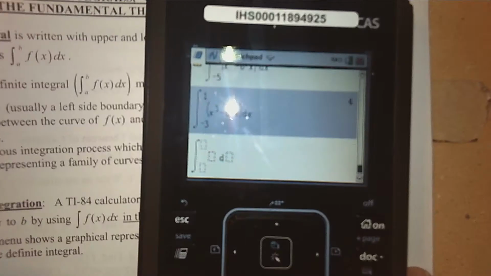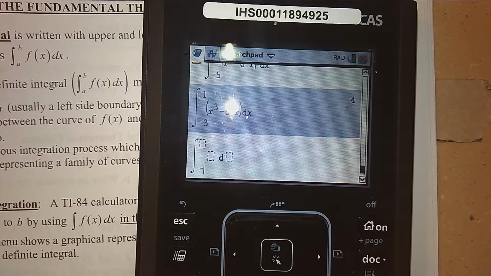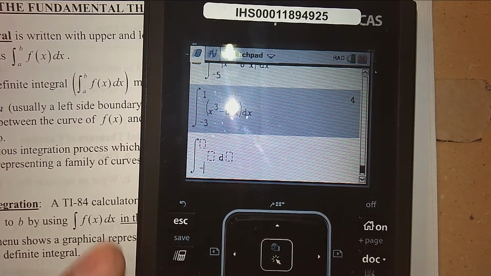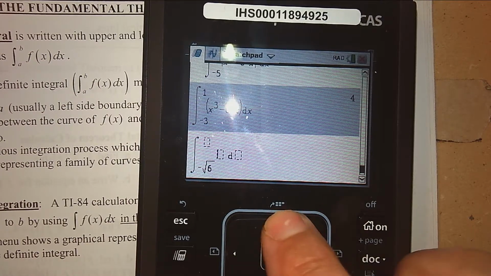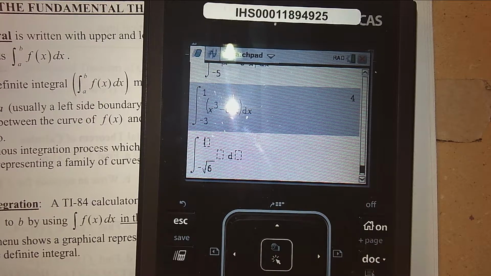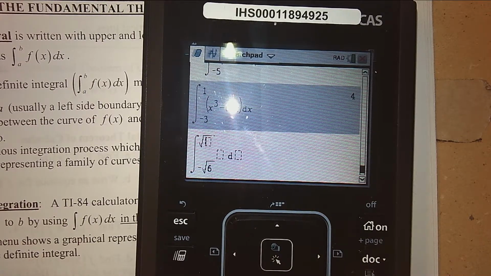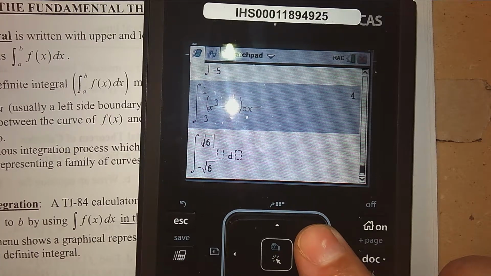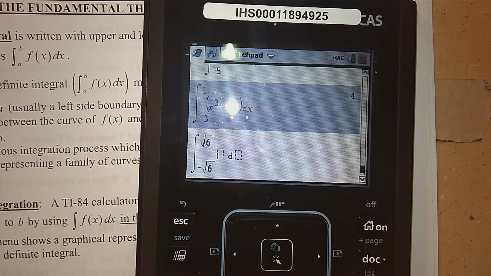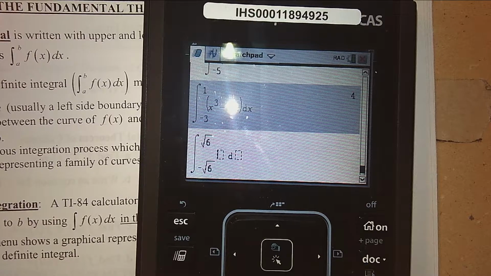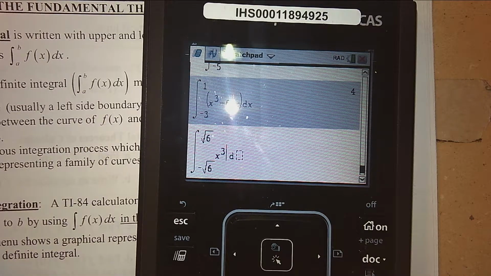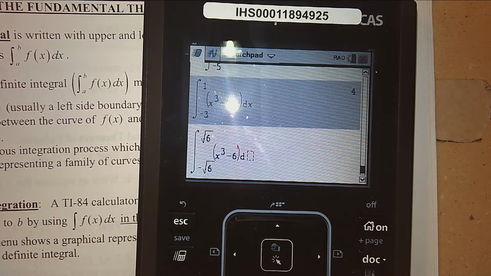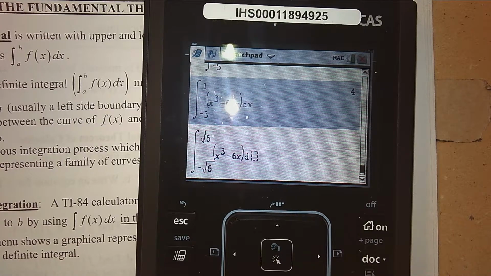So in this case, the bottom is negative root x. The square root is right above the x squared. So control x squared, 6, move the cursor. A control x squared is the square root. That's 6. Move the cursor. Inside is going to be, again, x cubed. Subtract 6x. And then we're integrating with respect to x.